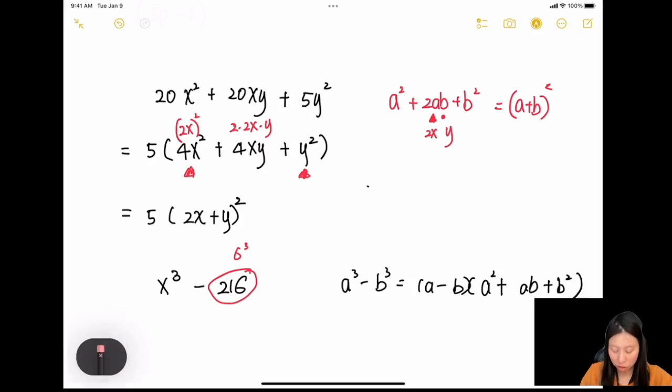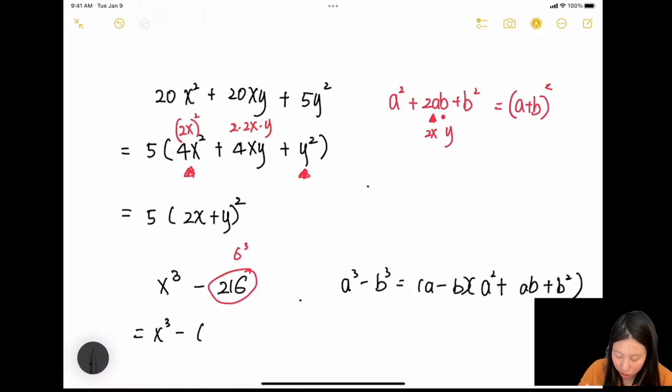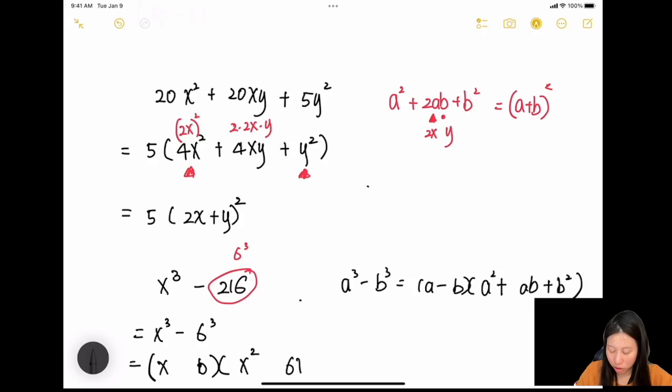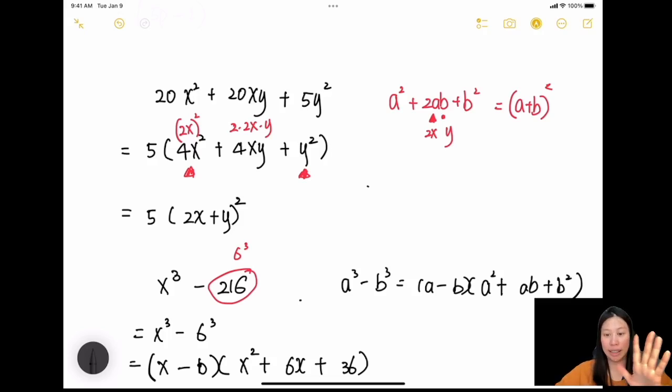Okay, so yes, this is 6 cubed. So that means we can write it as x cubed minus 6 cubed. Now it's easy. So we have an x and a 6, and then x squared, 6x, and then 6 squared, which is 36. The same, opposite, always positive. Done. Let me know if you have any questions about this chapter.